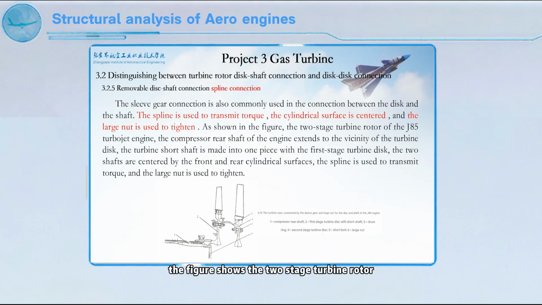The figure shows the two-stage turbine rotor of a J85 turbojet engine. The rear shaft of the compressor extends near the turbine disc. The turbine stub shaft is integral with the first-stage turbine disc. The two shafts are centered by two cylindrical surfaces, with sleeve gears transmitting torque and a large nut for compression.